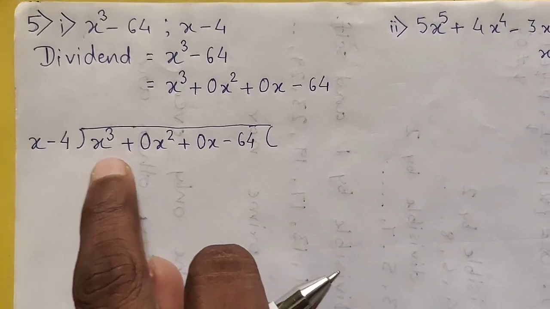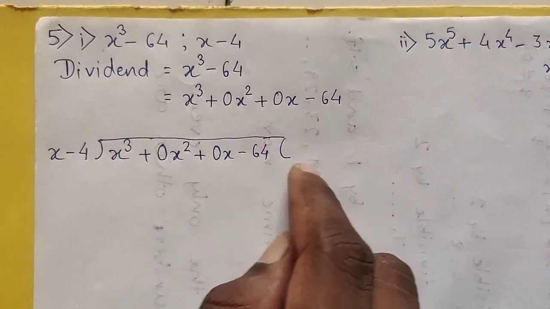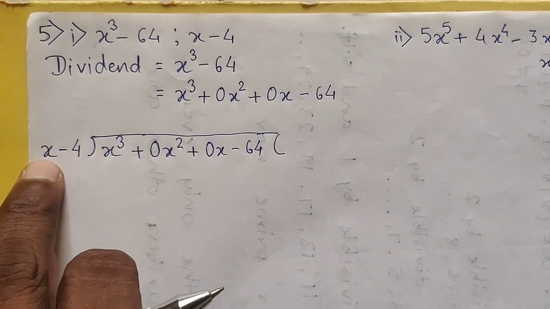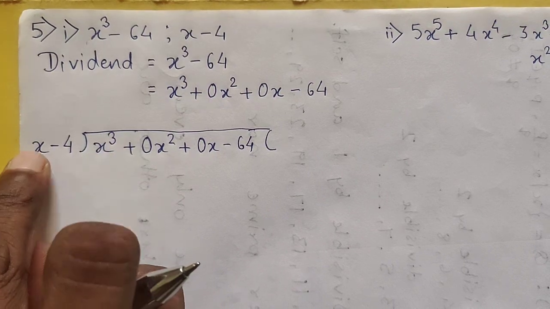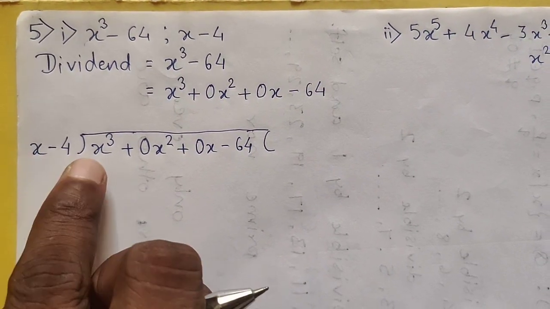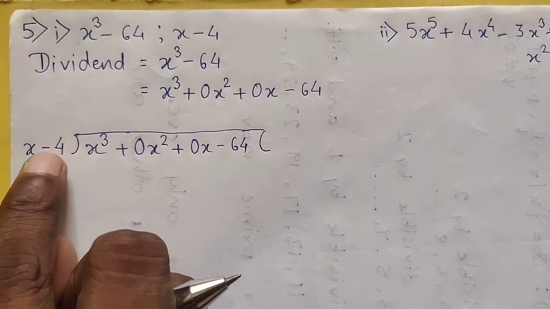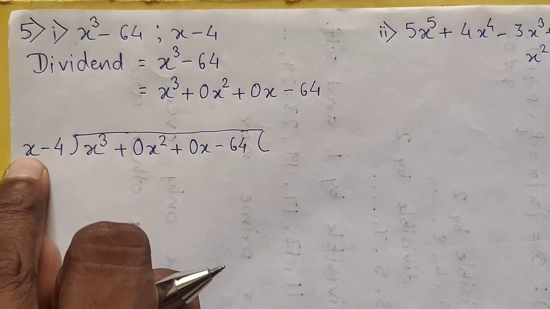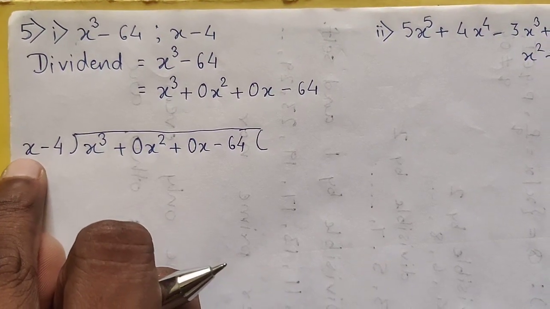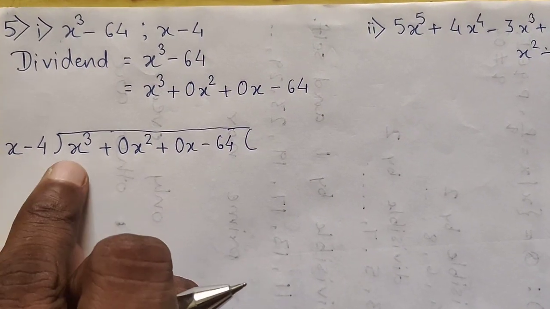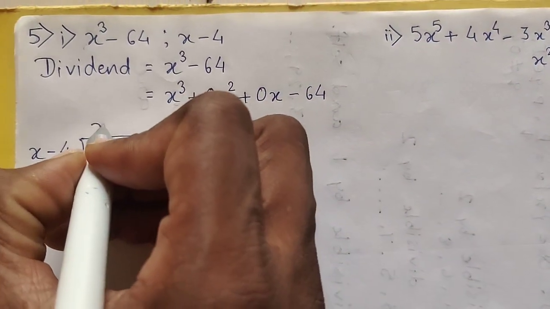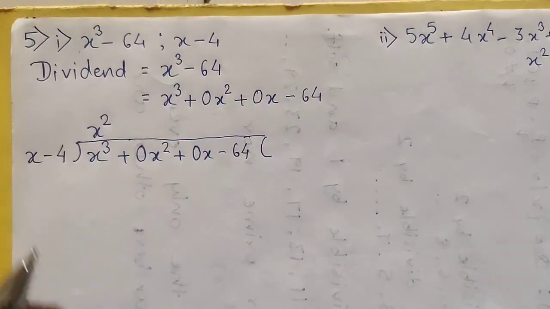See, your dividend is already in standard form and this one is also in standard form. So you look at the first term of the dividend and the first term of the divisor. Your first term here is x, and here x cube is there. So if you multiply x by x square, you are going to get x cube. That is why we are multiplying the divisor by x square.